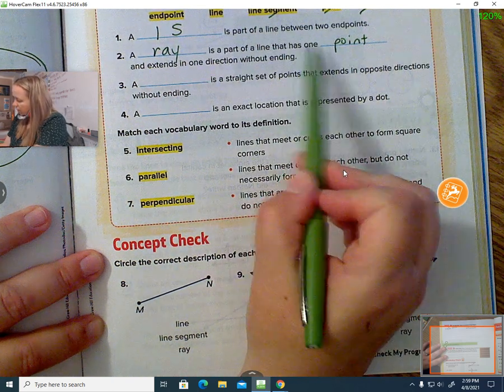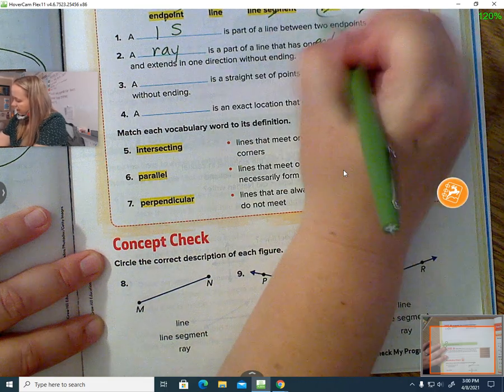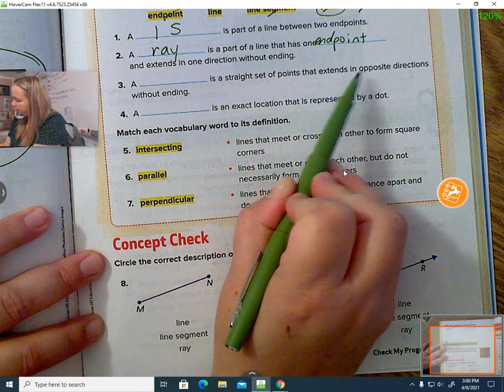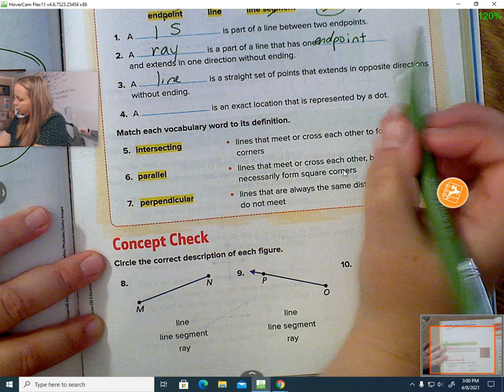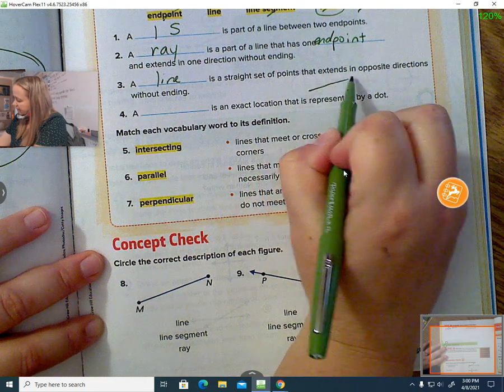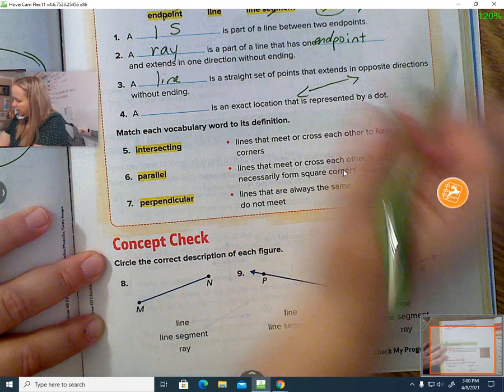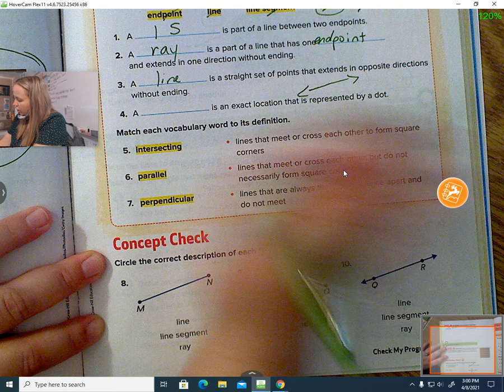Actually, this might be has one endpoint, actually, now that I think about it. Endpoint. So we still have that one. A blank is a straight set of points that extends in opposite directions without ending. Well, that's a line. A straight set of points that extends in opposite directions without ending. So that's line. And blank is an exact location represented by a dot. Oh, well, that's our point.